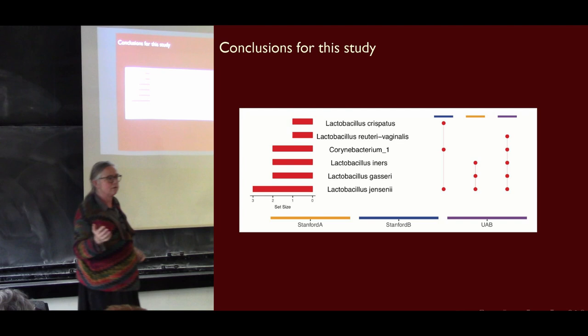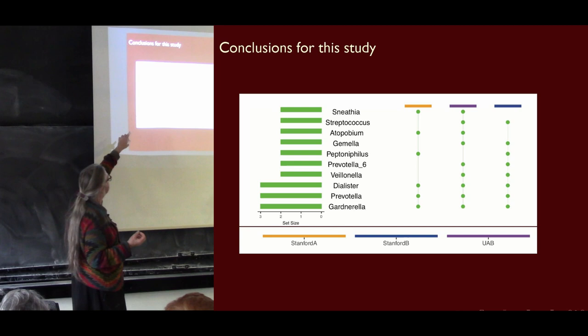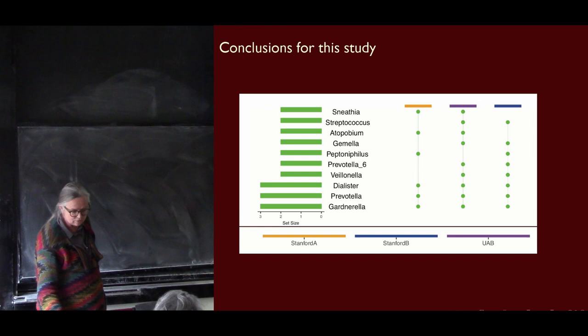As we said, those are the protective bacteria, and the highest one, again, is the Gardnerella, but we did find other ones. So it was a more subtle, more powerful study with the same data, and we were using more of the information. So I'm just going to finish off.